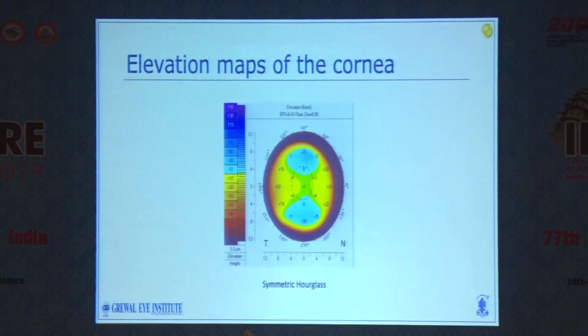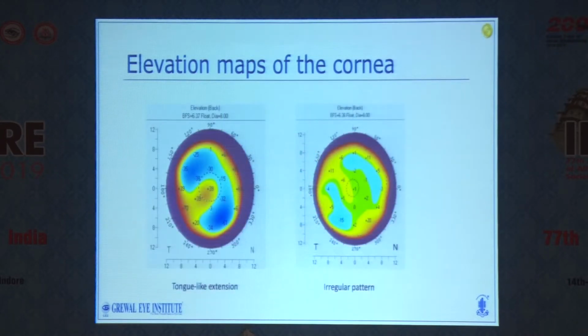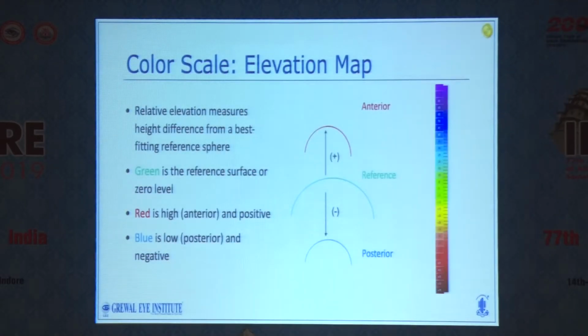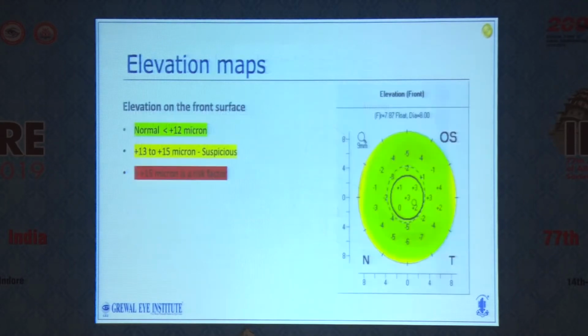Elevation maps which are normal will show a symmetric hourglass pattern. We can see abnormal patterns such as tongue-like extensions or irregular patterns. The color scale for elevation maps will be green if it is matching the reference best fit sphere, red if it is anterior to the best fit sphere, and blue if it is posterior to the best fit sphere.